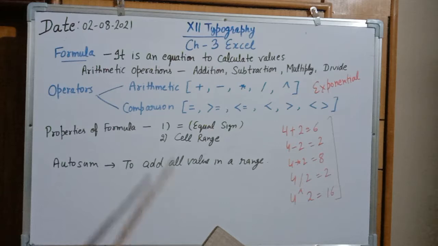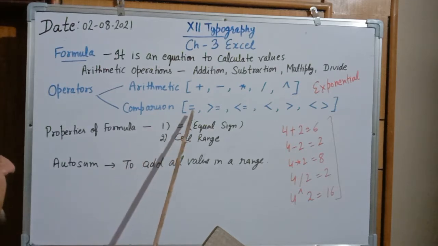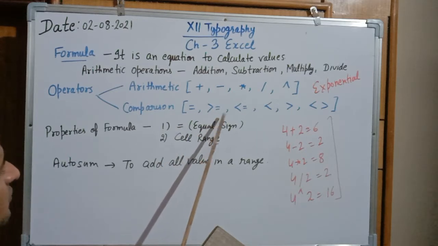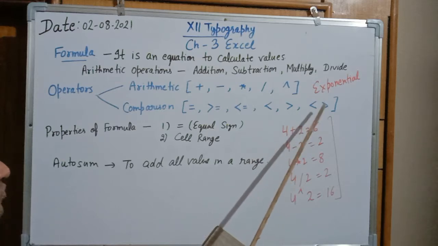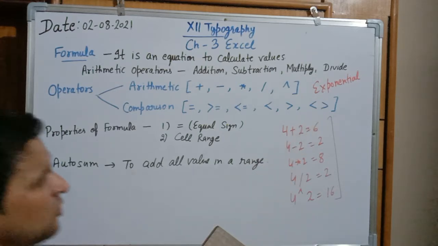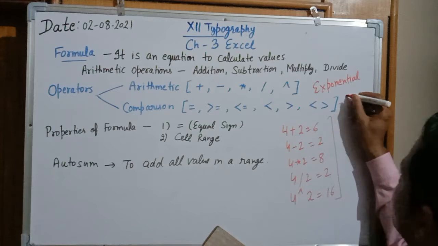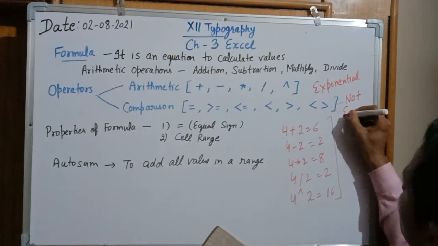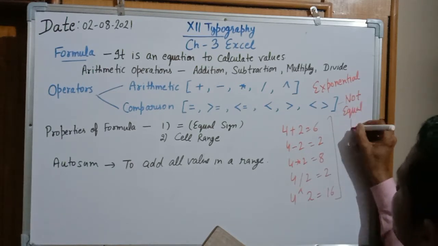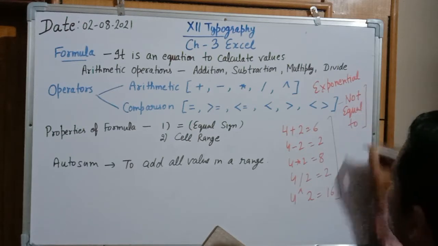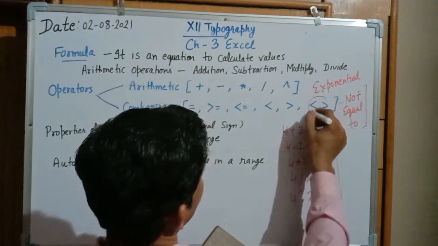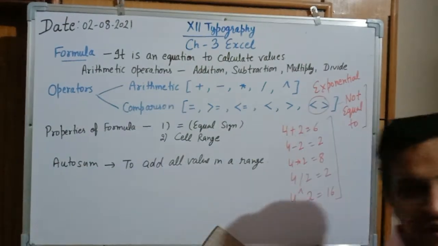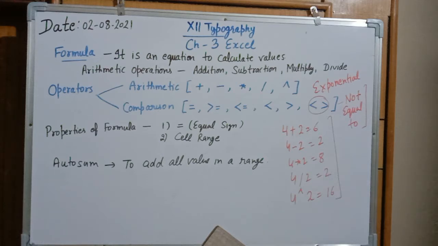And what is comparison? Comparison is to compare two values, whether a is equal to b or not. It includes the equal to operator, greater than equal to, less than equal to, less than, greater than, and the most important one, not equal to. The examiner will ask the question: which operator is used to perform the not equal to operation? The answer is the less than, greater than sign. That is known as the not equal to operator. It is a most important question as per the final examination.